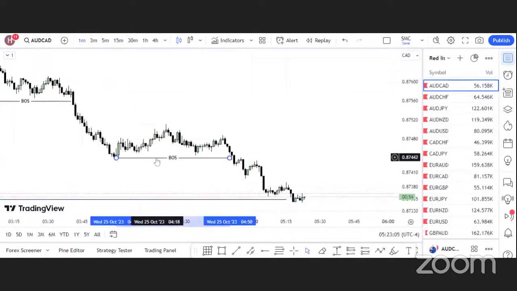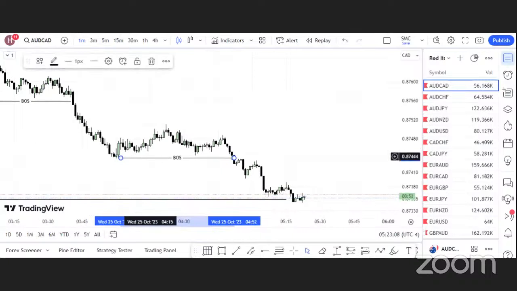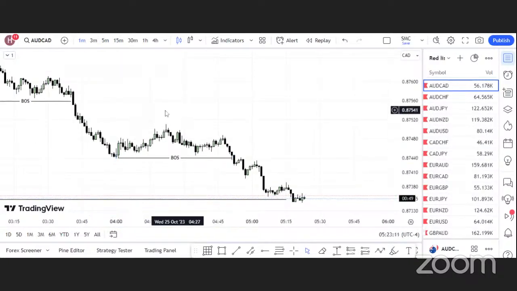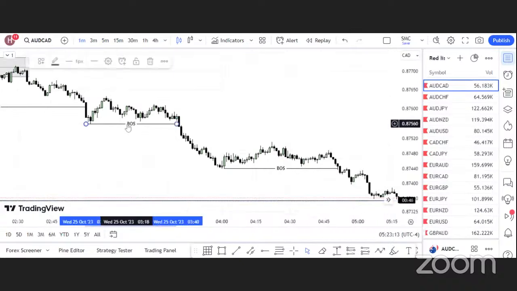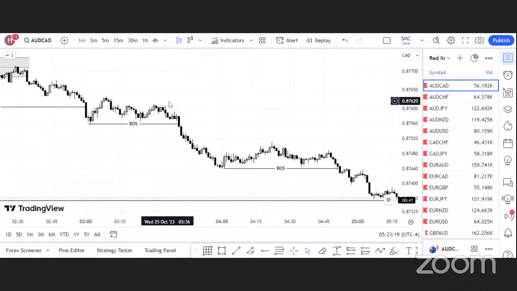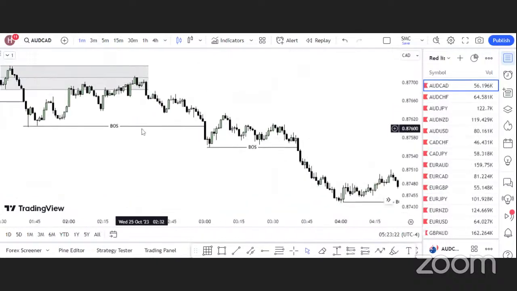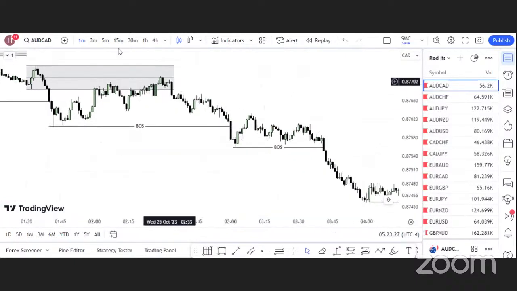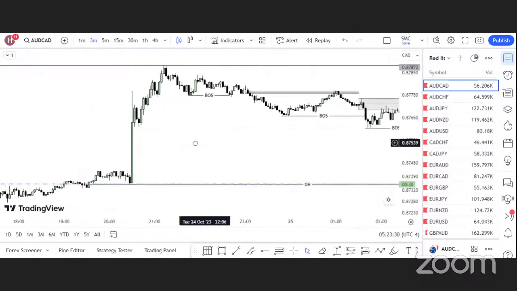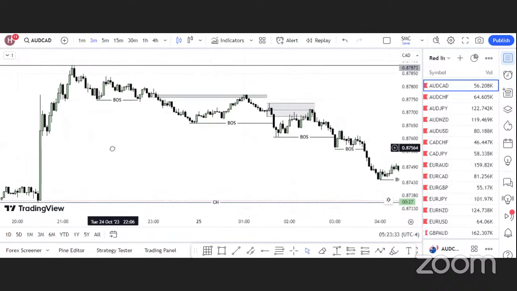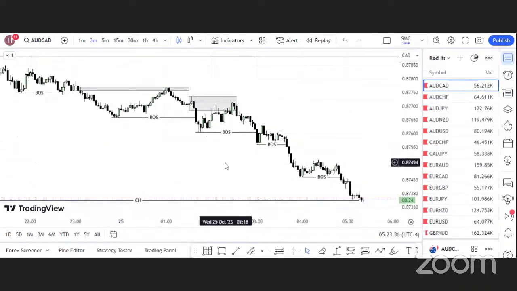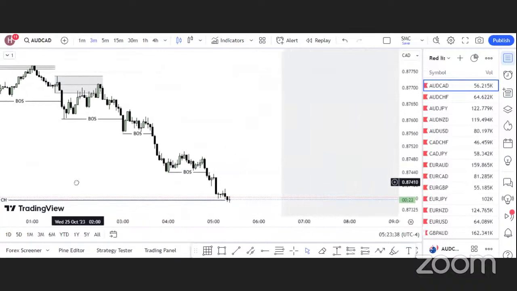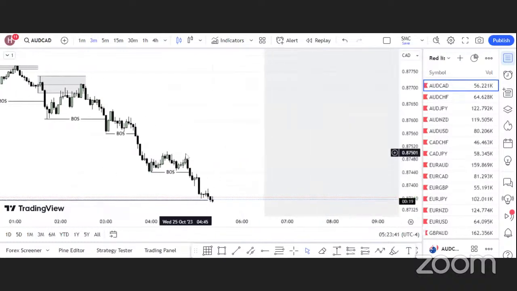So these are movements that we could have taken advantage of on the lower time frame, right? So that is it, guys. Okay, 3 minute time frame. Yes. So you see, this is where we can actually take advantage of those lower time frame movements, right?